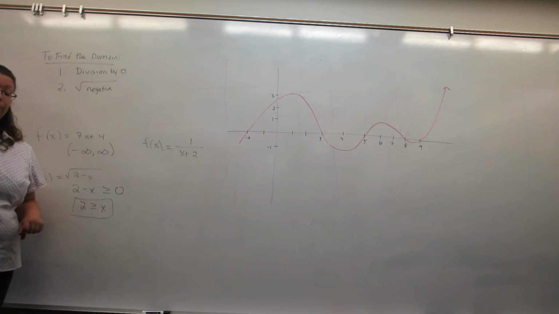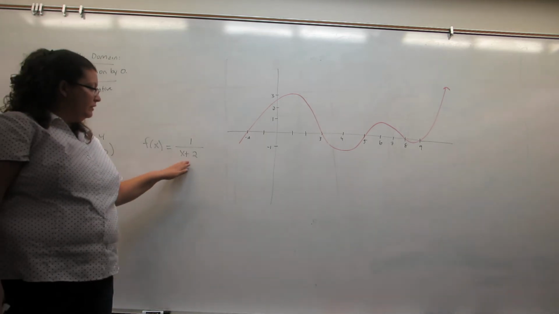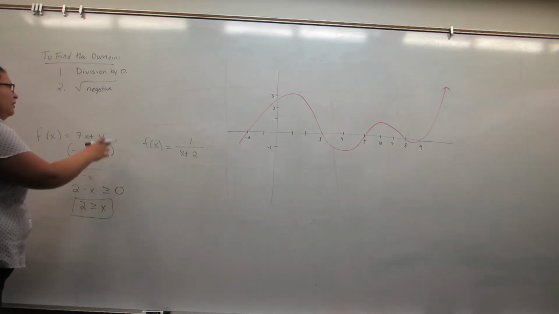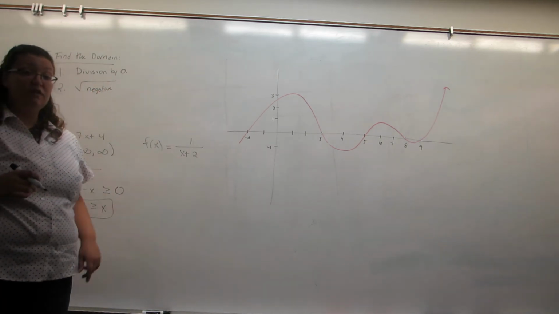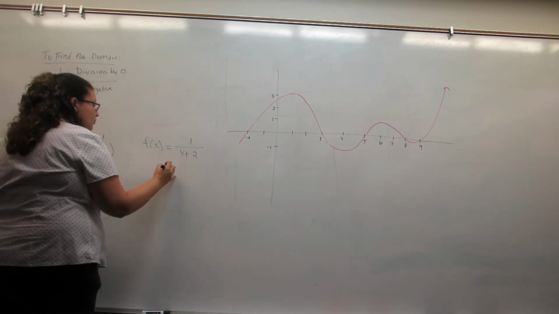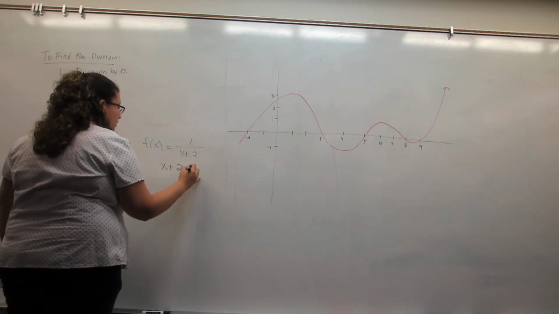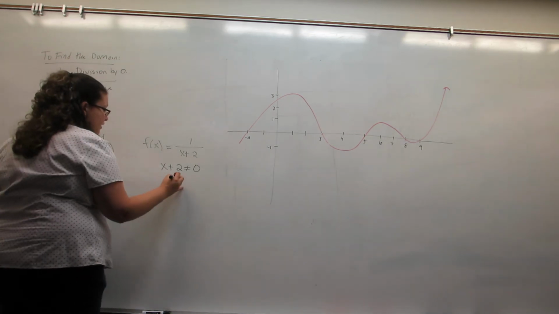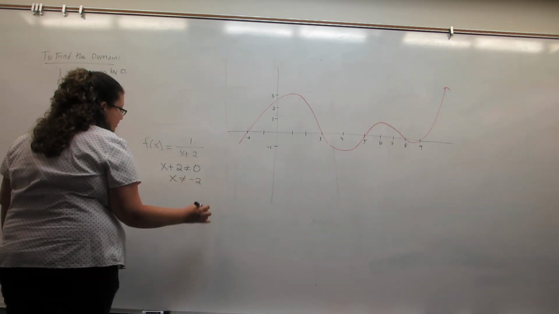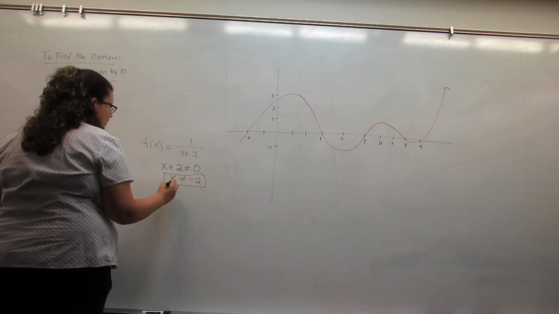Our last example we look at, and I say, are either of these 2 problems present? Yes. There's a division. So, in order to avoid the problem, I need the denominator to never be 0, which means I need x to never be negative 2.